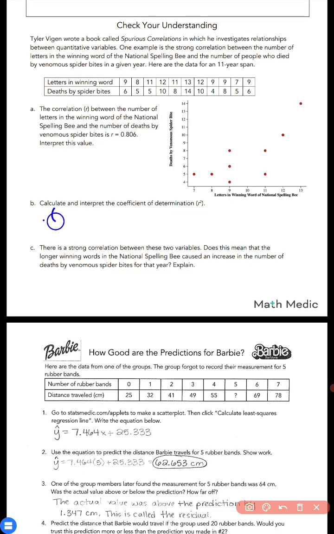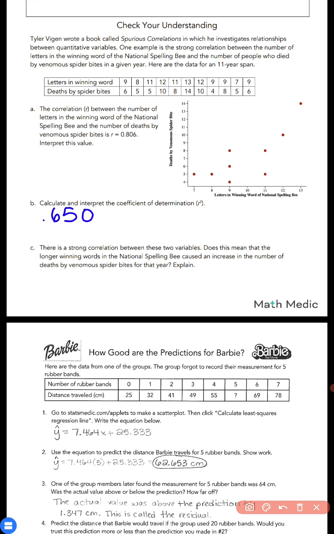Well, what does that mean? So R squared is actually the percent of variation in your response variable that can be explained by the variation in your explanatory variable. Okay? So what I could say is 65% of the variation in the number of deaths can be explained by the variation in the number of letters in the winning word.